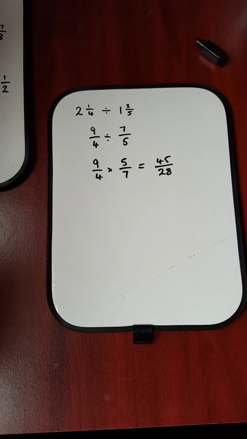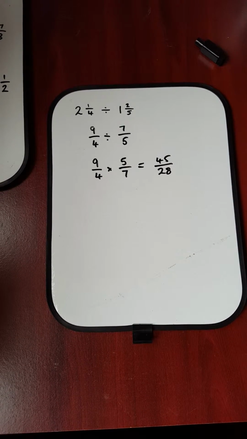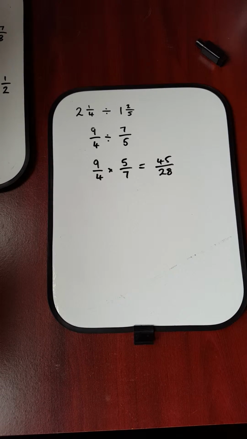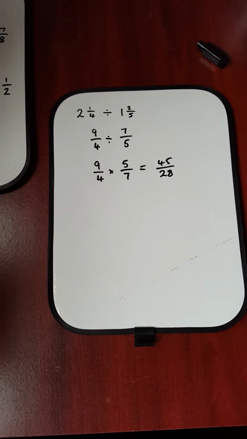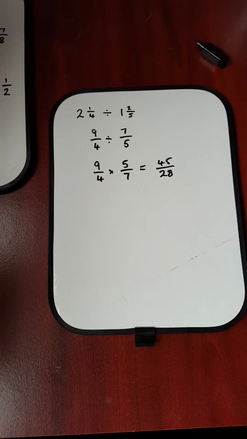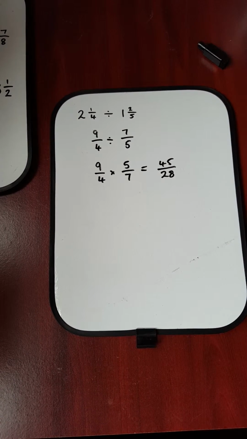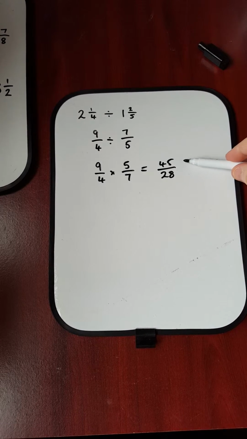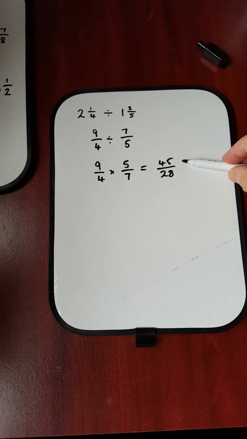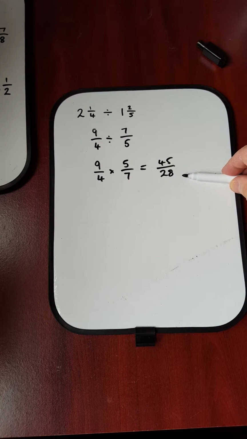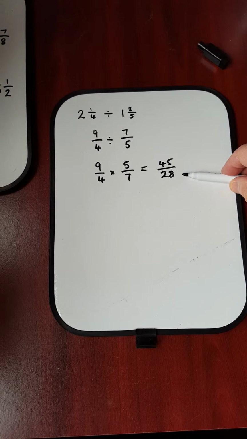All right. So now we've got our final section here. 45/28. What can that be divided by? Can it be simplified in any way? Are they on any times tables that are the same? 45's on the 5 times table and on the 9 times table, so no help there. 28's on the 7 times table and the 4 times table, so there's nothing else there.